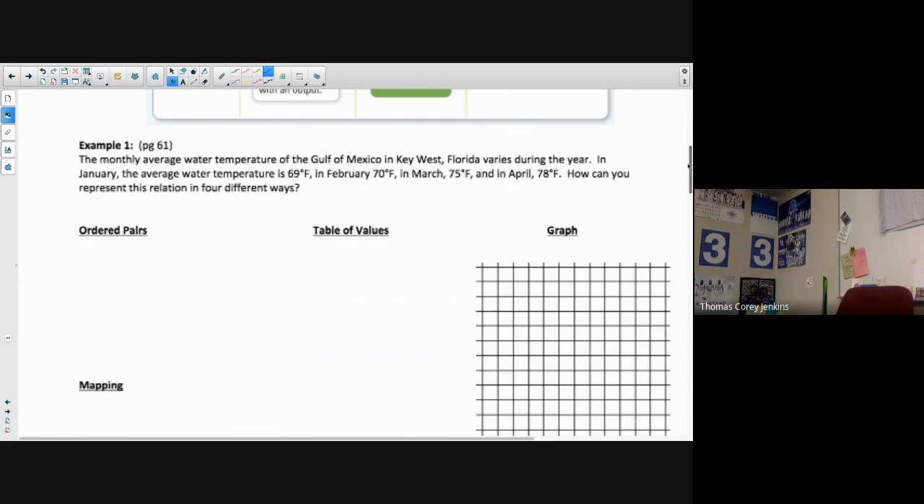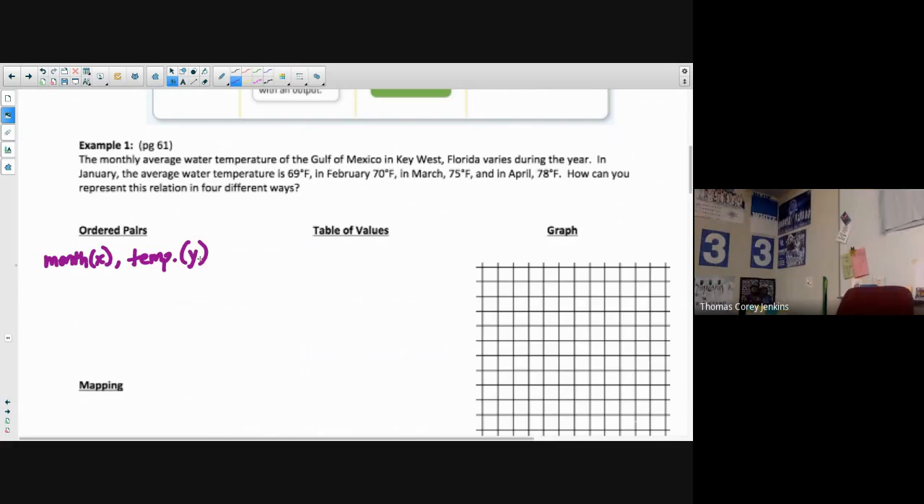So as ordered pairs, we're just going to identify what the input values mean and what the output values mean. So here our input values will be our month. Month is represented by the X value or the input value, and then temperature will be the output. And the reason we know that is because temperature depends on month.